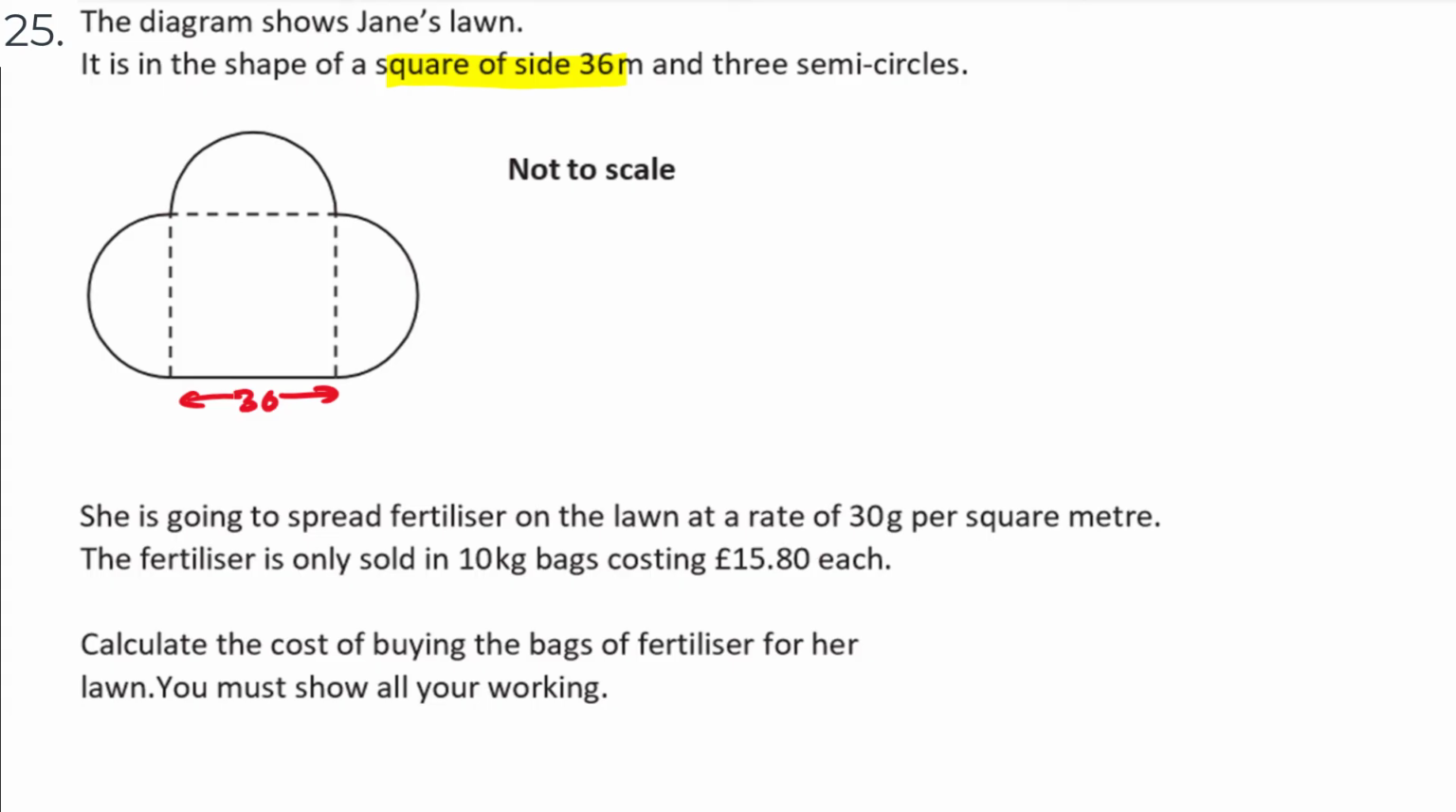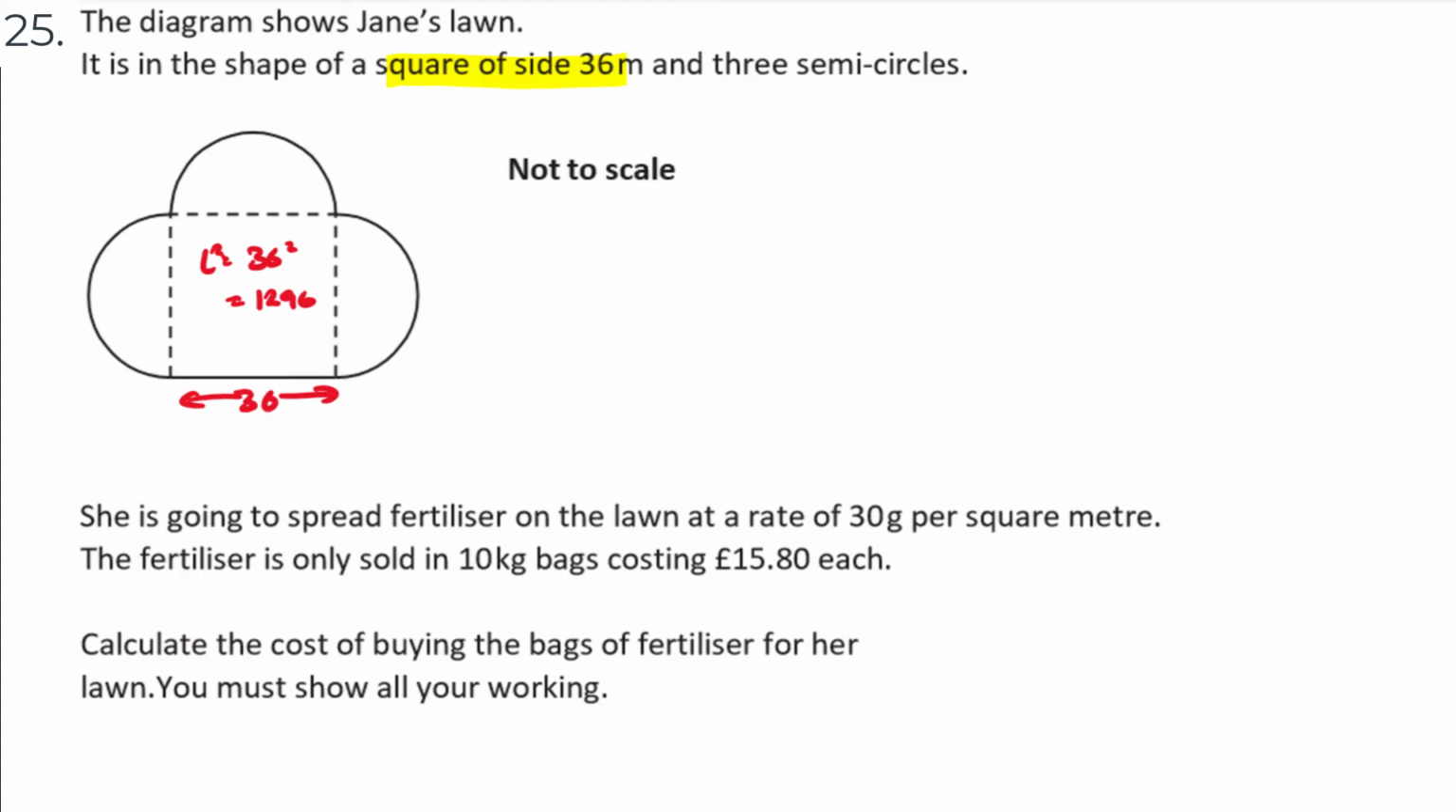Okay, so what's the area of the square part of the lawn? Well, we saw earlier that the area of a square is L squared, isn't it? So that's 36 squared. So what's that? 36 times 36 comes out to be 1,296. Okay, so that is the square part.